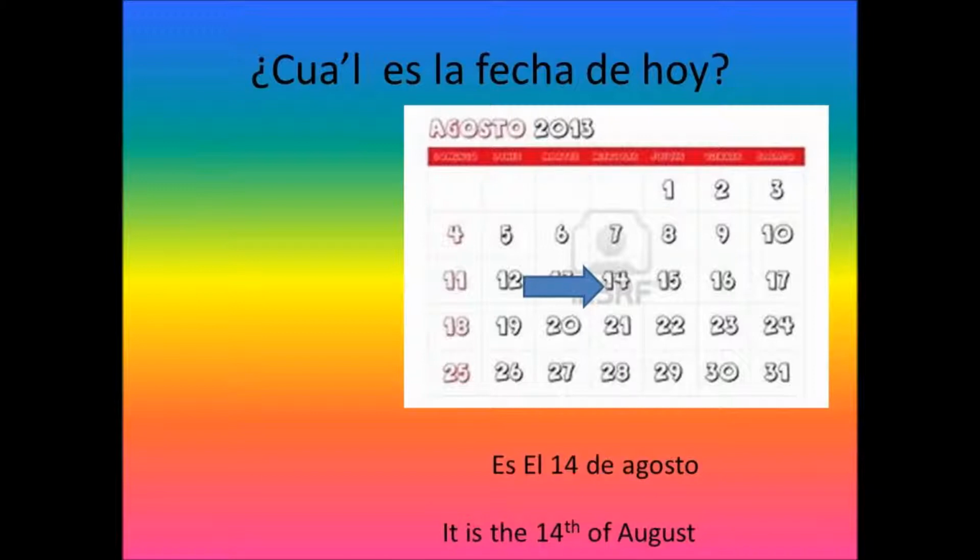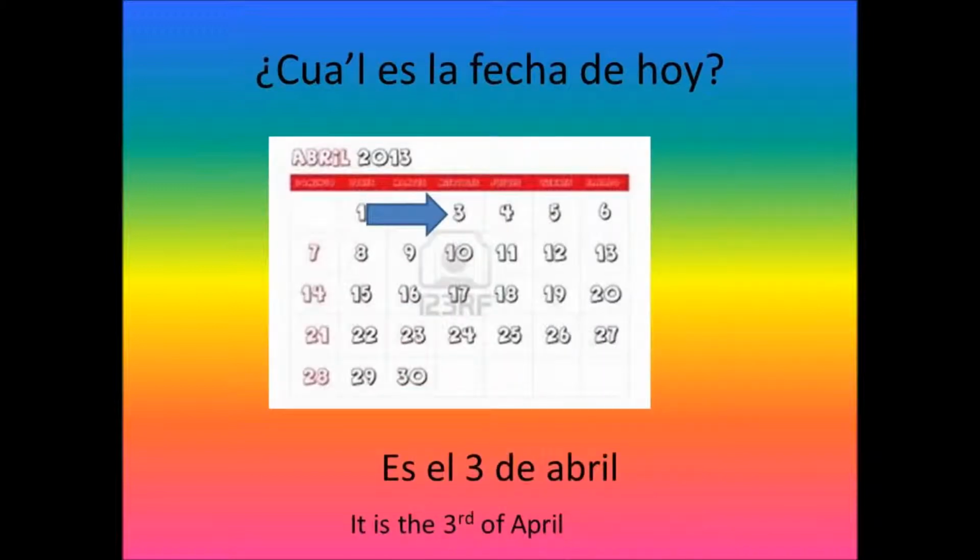To answer ¿Cuál es la fecha de hoy?, which means what is the date today, you would say, based on this calendar, Es el 14 de agosto, which means it is the 14th of August. For this calendar, you would answer what is the date today with Es el 3 de abril, which means it is the 3rd of April.